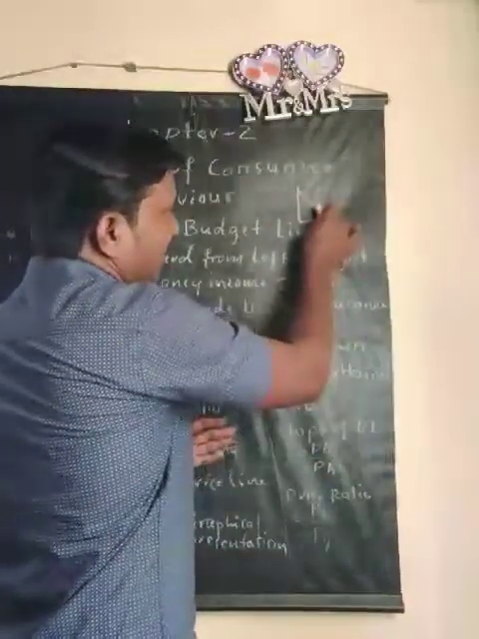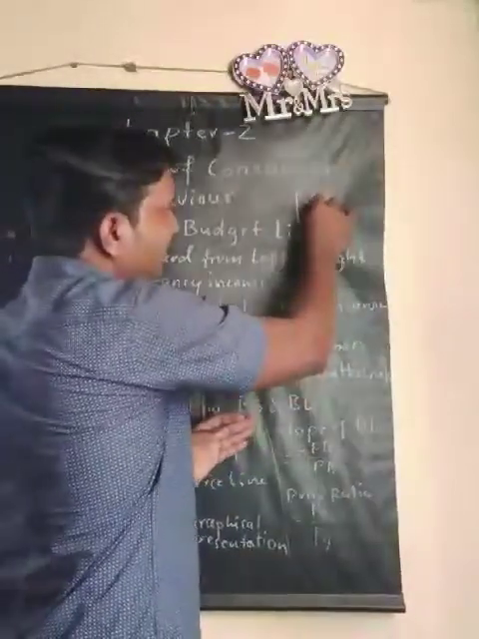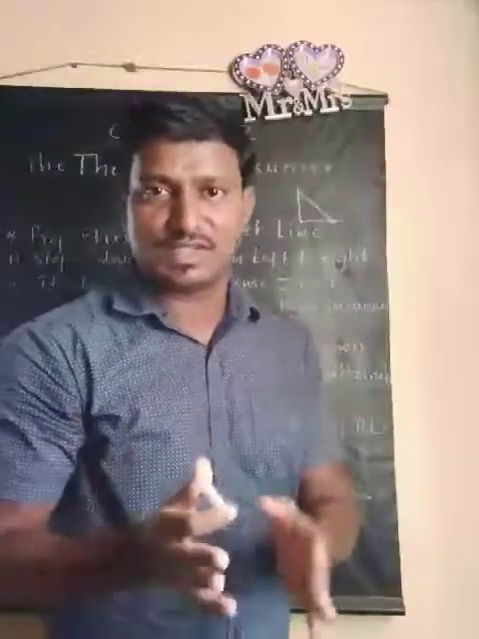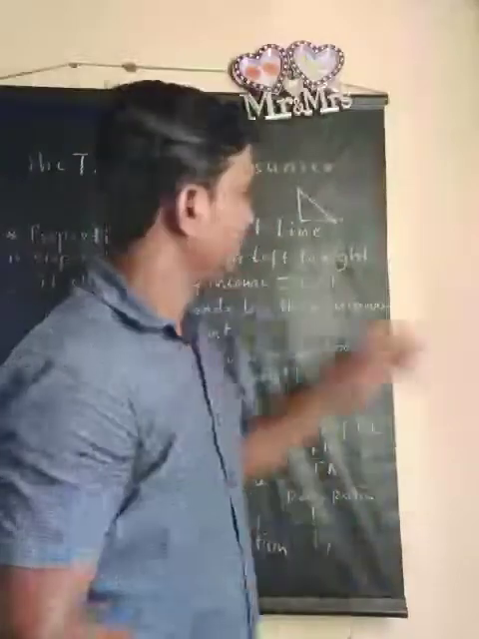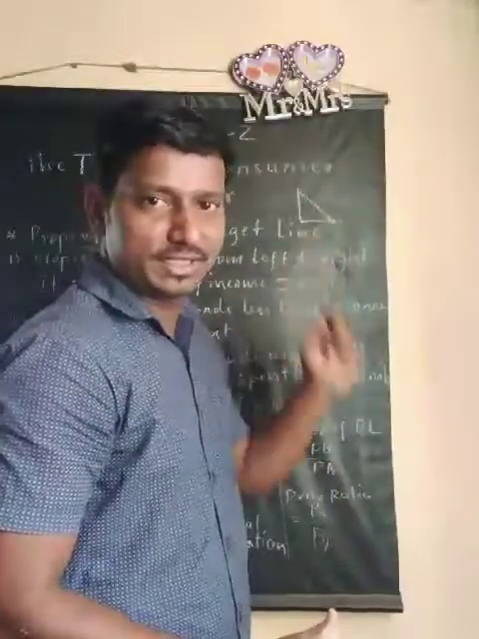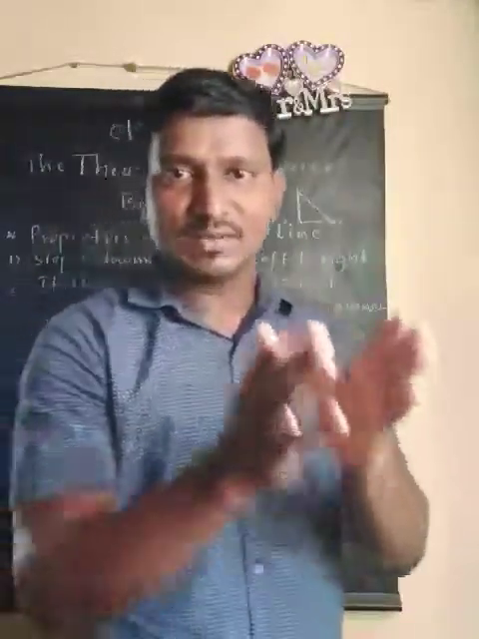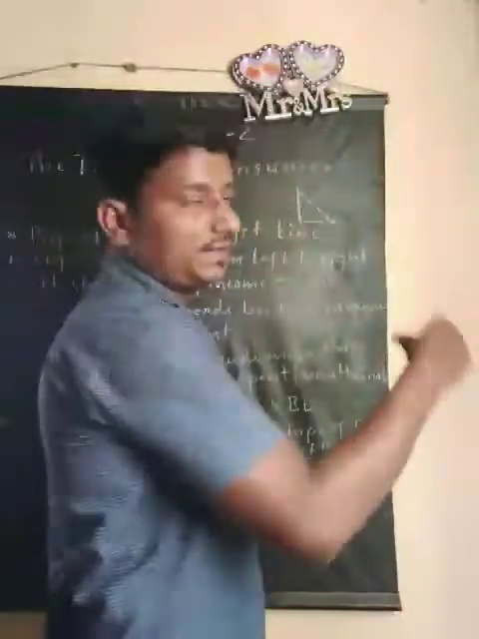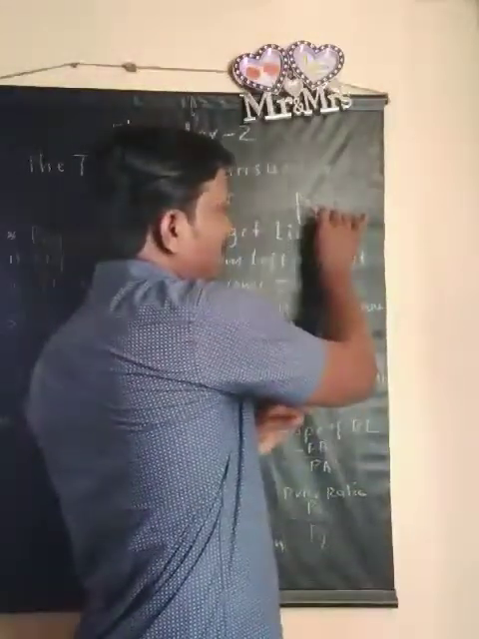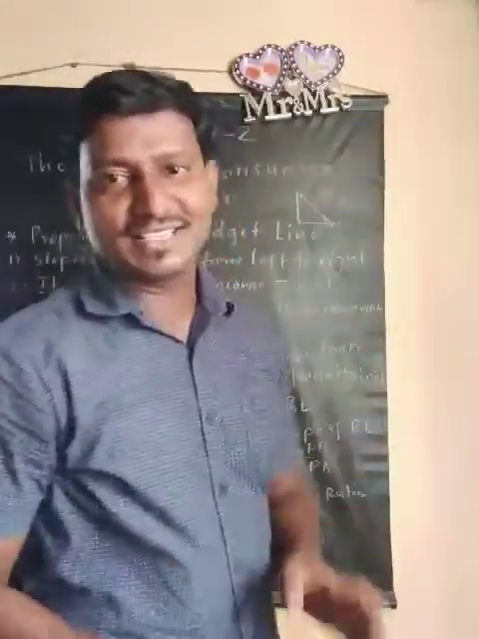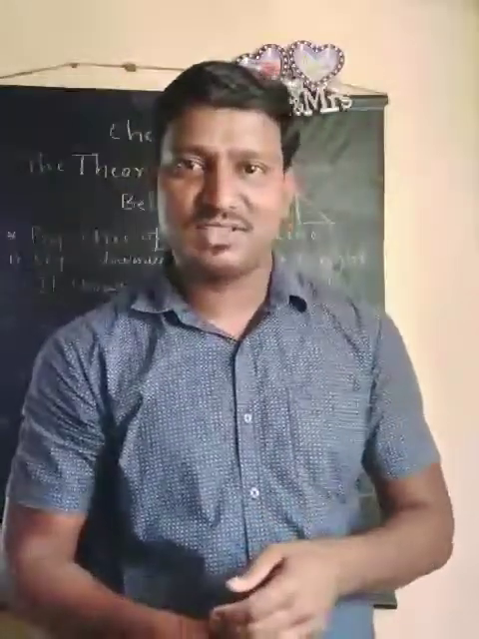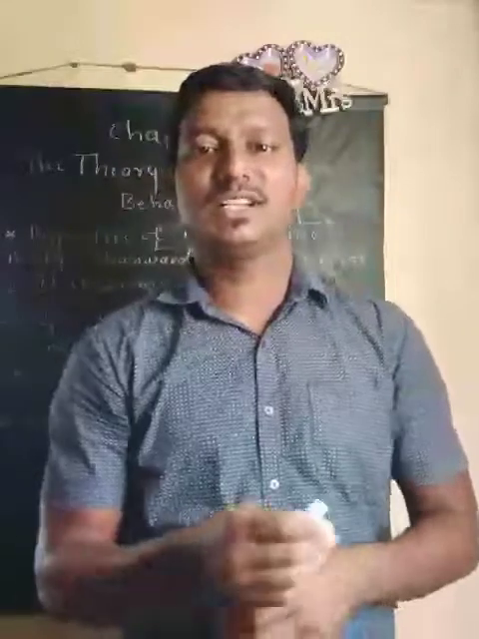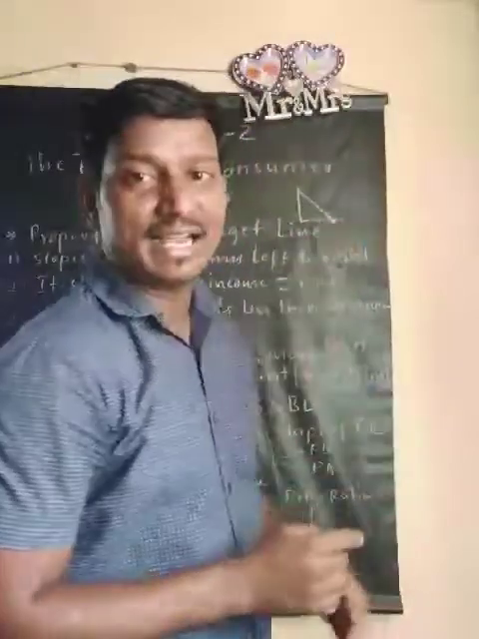This is the budget line. Exactly on this line, the purchase is perfect: the total income is exactly equal to the cost, which means the points plotted on this budget line show income exactly equal to cost. If there are any points below this budget line, they are called underspent, which means the total cost spent on the purchase of these goods is less than the total income.